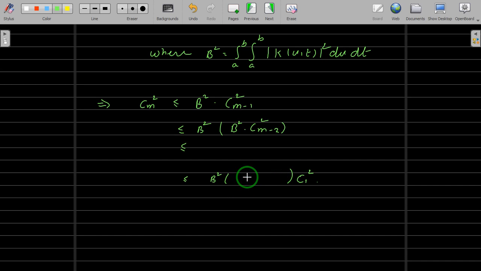How many b squares will be there? So m minus 1 b square. Total b square raised to m minus 1. That will be m minus 1 b. Yes, that is b raised to m minus 1 the whole square. Raised to, not into. Right?